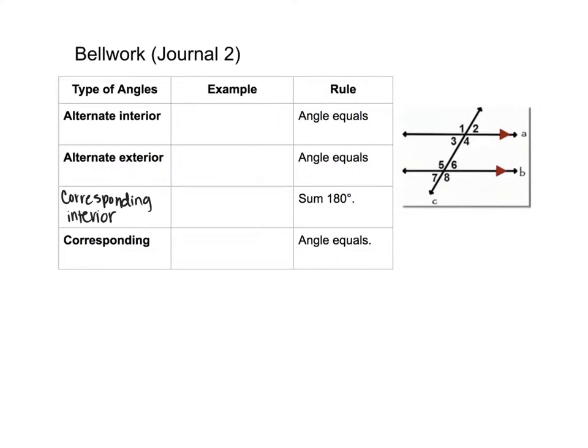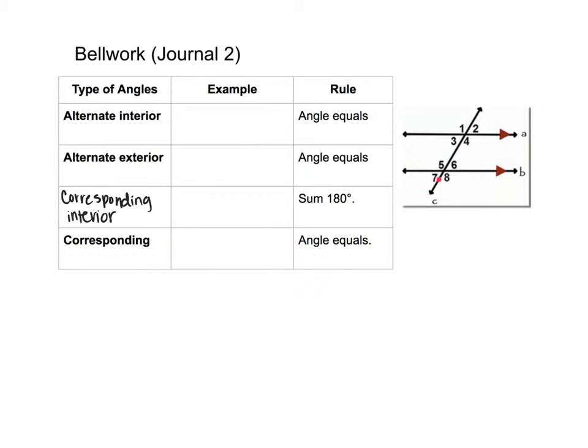All right, so we are on Journal 2, and here is the bell work. So this bell work here, we are actually just going over some definitions you might have heard in geometry. So in geometry, you've talked about these different types of angles that happen when you take two parallel lines like these and have a line that goes through them and creates these angles.